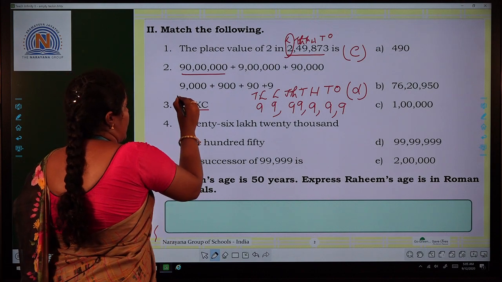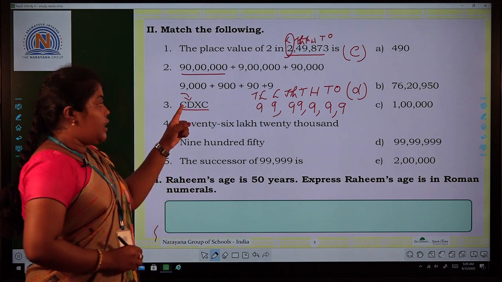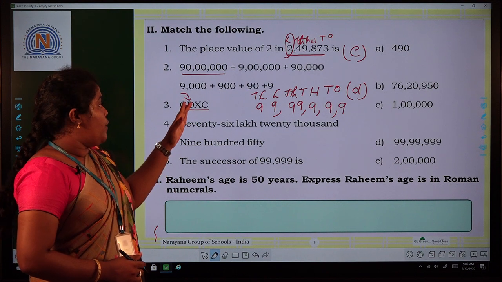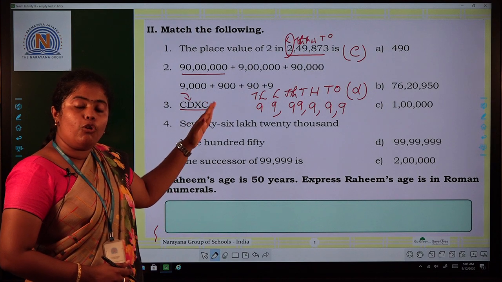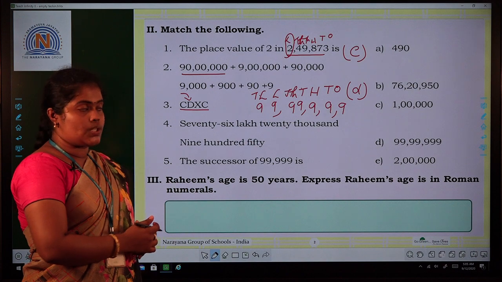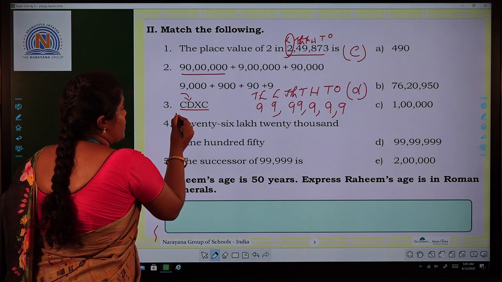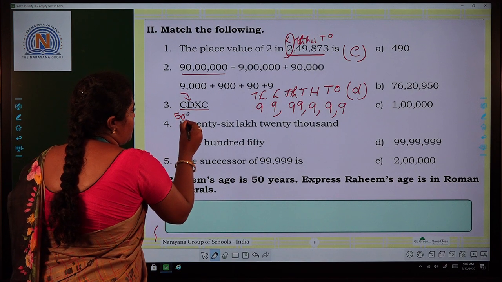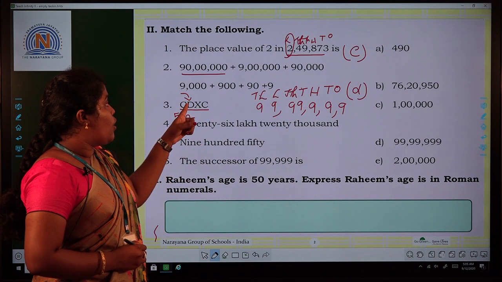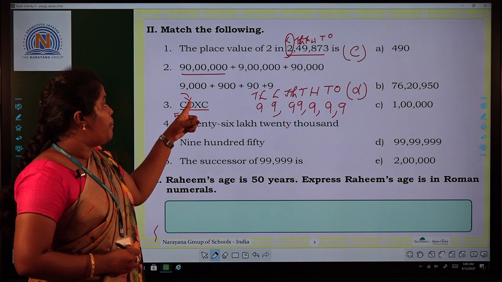Here they apply one rule. Compared to the C, D is the bigger symbol. When we write the smaller symbol before the bigger symbol, we have to do the subtraction of their values. For example, here the value of D is 500 and I am placing minus here because C is the smaller symbol compared to the D.